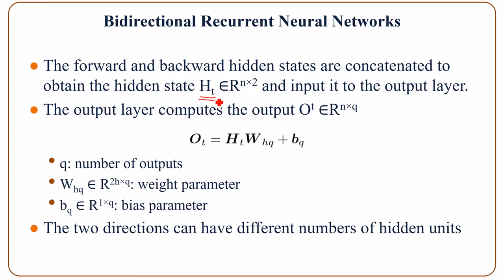And then eventually we can calculate the output layer. The output at time t, o_t, is calculated based on the hidden state h at time t via the weight W_HQ. And again, q is the number of outputs or number of categories. And b_q is just a bias vector. And there is a note that the two directions may have different numbers of hidden units.